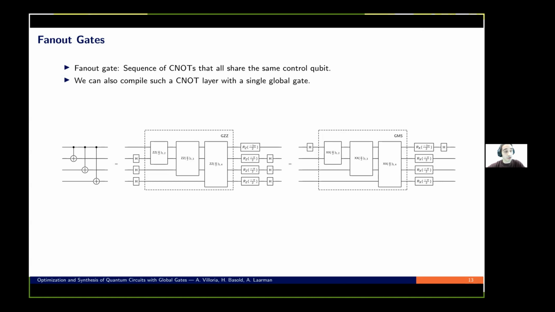As a side note, we don't use this equality, but you can also compile what we call fan-in gates instead of fan-out, which is the same, but instead of sharing a control qubit, you share a target qubit. This you can also compile with a single global gate. And you can find this kind of rewrites in the literature.